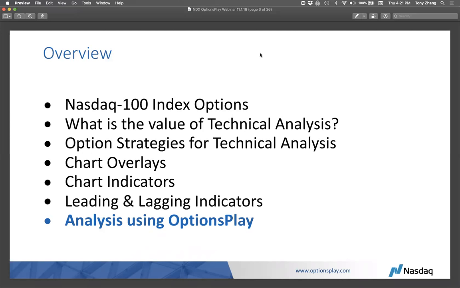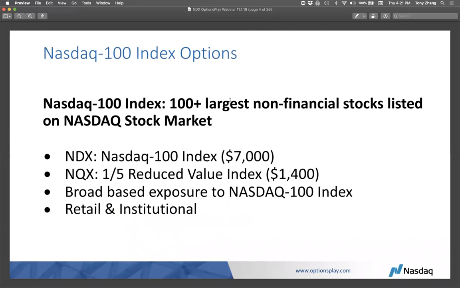And then we'll end this by using some real life examples using OptionsPlay, showing you the Nasdaq-100 index, looking at a few different opportunities, and showing you how you can structure an option strategy off of those views using technical analysis. So let's just jump right into what is the Nasdaq-100 index option.